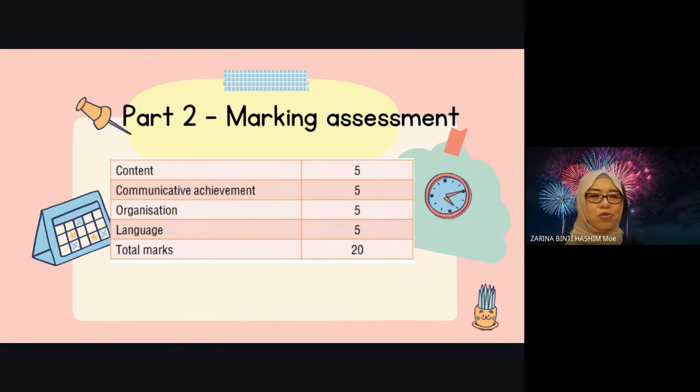Maksudnya part 1 tu kamu tak perlu nak elaborate panjang-panjang sangat lah. Kamu tak perlu nak guna banyak sangat cohesive devices. Tapi part 2 we are going to look into more detail and we expect you to write better in part 2. Okay, so now all 20 marks, but the expectation is different than part 1. Okay, and then the marking also is a little bit different, so we will look at the marking after this.